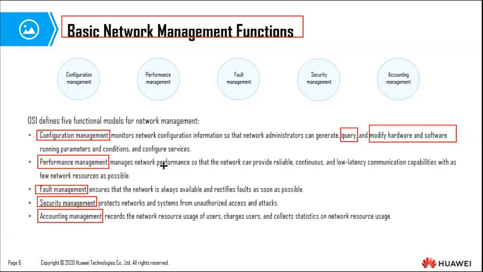Then performance management. We know that the network elements have CPUs, they have memories, they also have interfaces, and sometimes you just want to know, for example, how busy is the CPU, how busy is the RAM, do we have congestion on particular interfaces? So that is what we call performance management. Fault management is identifying faults and rectifying faults as soon as possible. That is what we call fault management.